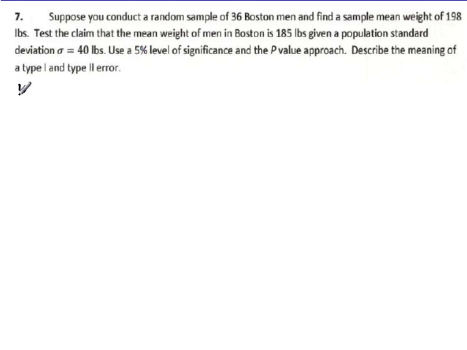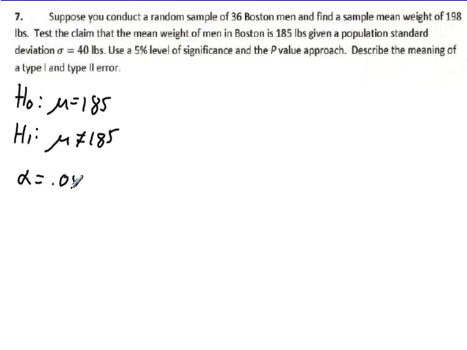So first we have a hypothesis test, so what we ought to do is right away write what the null and alternative hypotheses are. The null hypothesis is that the mean weight is equal to 185 pounds. And it says in the problem to test the claim the mean weight in Boston is 185 pounds. So it doesn't say less than or greater than or at least, so I'm thinking this is a two-tailed test, so the alternative is that the mean weight does not equal 185 pounds. Our level of significance, alpha, we're told to use is 0.05.